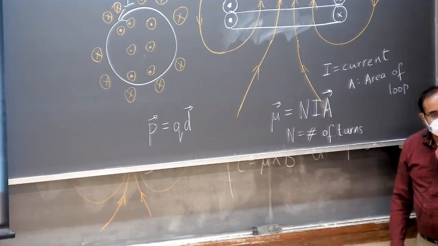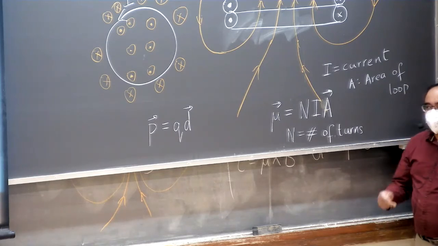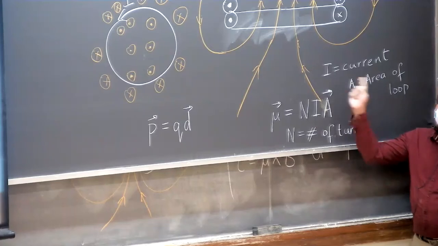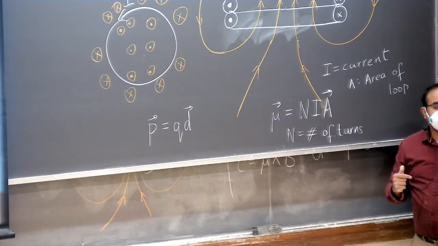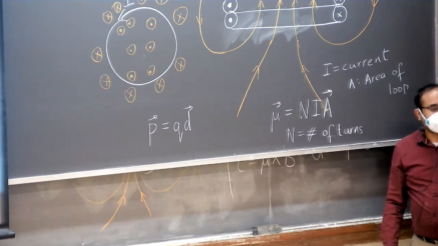Yes. What if the current changes within the loop? Ah, I see. If it's a single bit of wire, it won't, because it'll be all in series. If you have multiple bits of wire, then you'd have to treat it like a superposition of several dipoles.